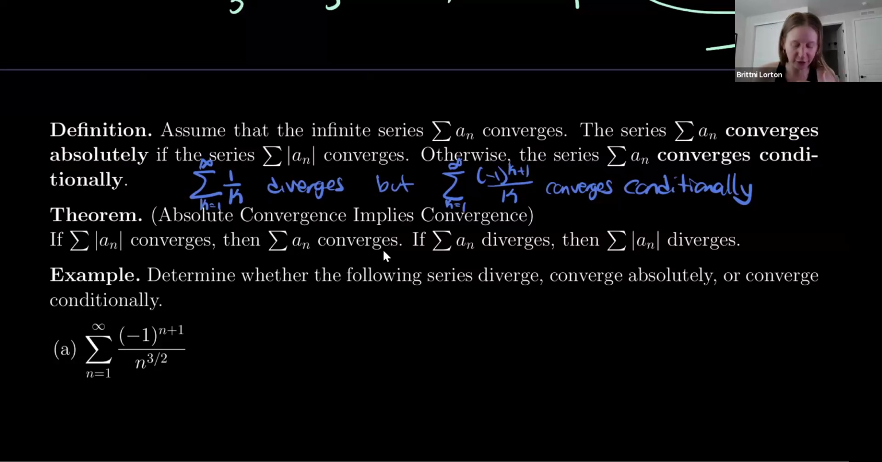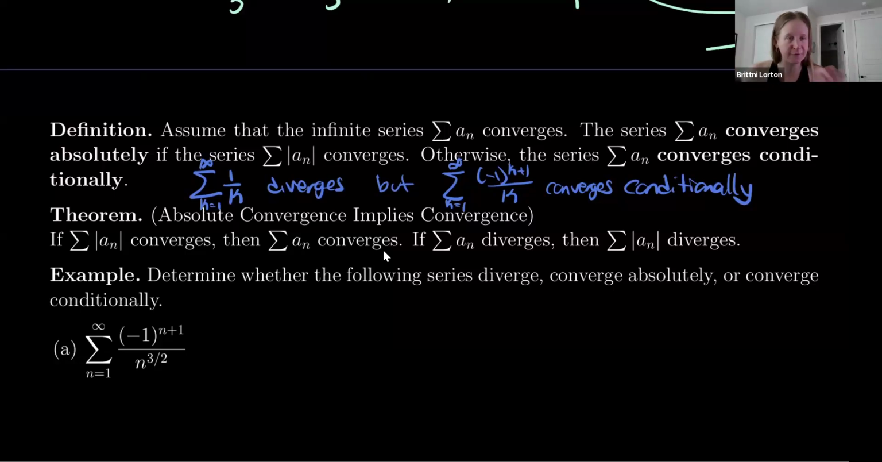Okay, and then there is a nice little theorem: absolute convergence implies convergence. So if something is absolutely convergent, then it converges with or without the negative. That's, I feel like, an obvious theorem, but there it is. All right, let's just do an example.